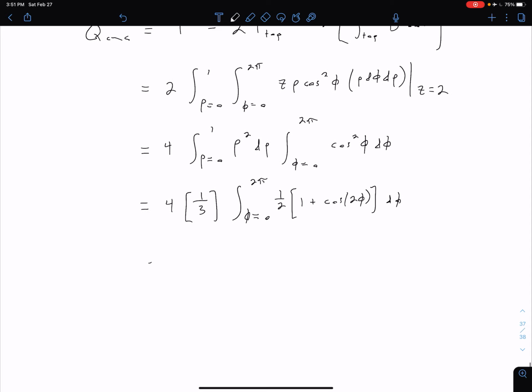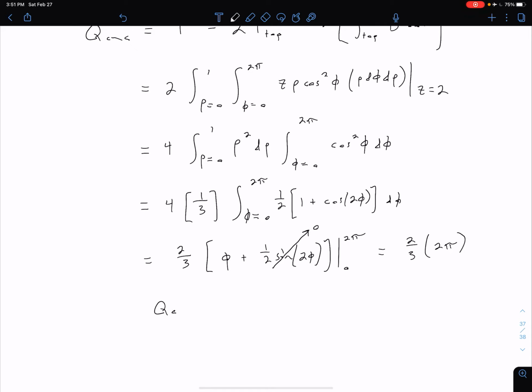Now that becomes a little easier, so we can say this is 2/3, bringing this 1/2 out as well. So we get 2/3 times phi plus 1/2 sine of 2 phi, evaluated from 0 to 2 pi. And of course, sine at an even multiple of pi is going to be 0, and at 0 it's 0, so this term goes away. We're just left with 2 pi from that first term. So we get 2/3 times 2 pi, and that's going to be our Q enclosed. So 4 pi over 3, and our units on that are going to be coulombs because our rho and z distances were in meters.